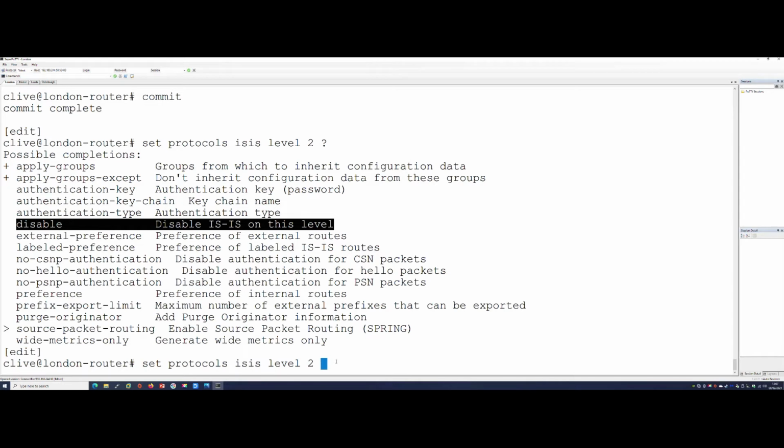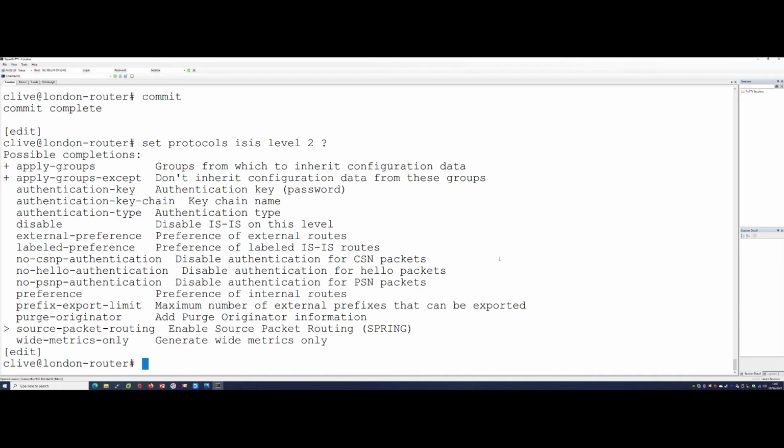So if we were to put in there disable, we are disabling this router from participating in level 2. Okay, it will only be a level 1 router. And if we were to change that to level 1, then we would be disabling level 1 and it would only be participating in level 2. Okay, and that's how we can configure that to be disabled.